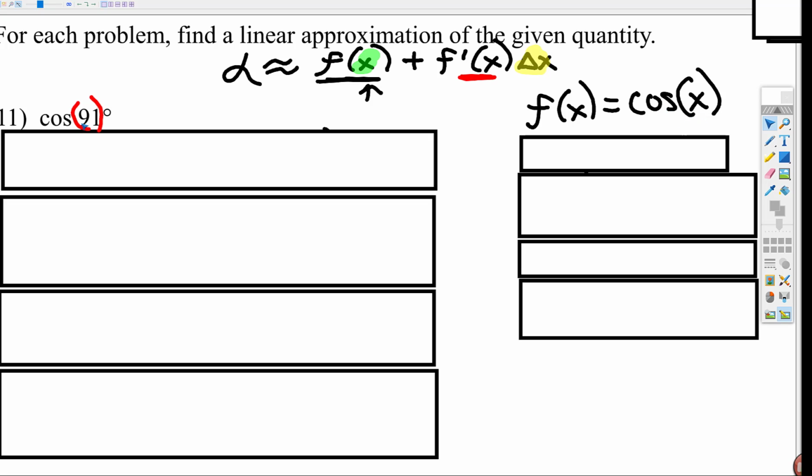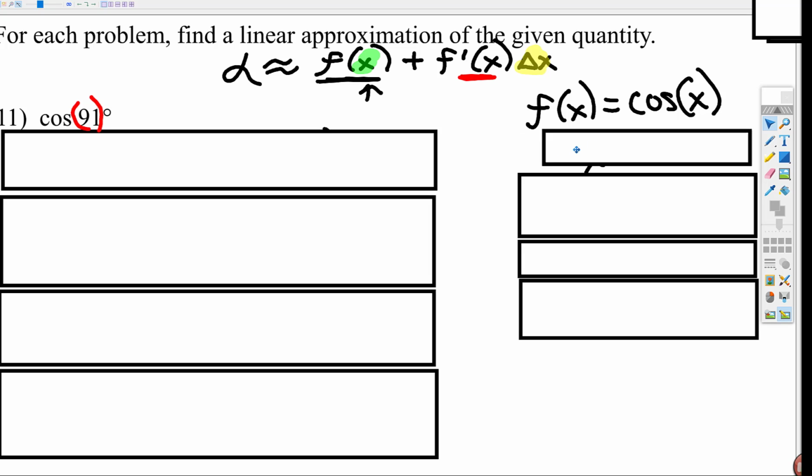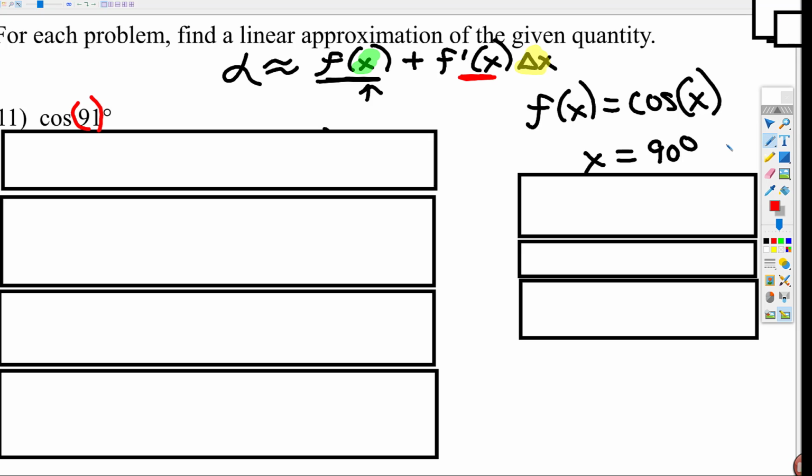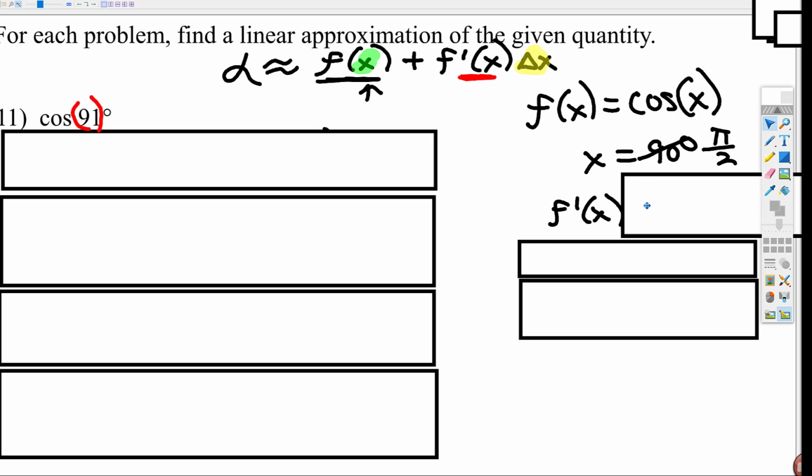The x value, well, what's the degree on the unit circle? Think about an angle that is really close to 91 degrees. Well, that would be 90 degrees. Another way to think about 90 degrees, and in fact you should really convert it to radians, would be pi halves. I didn't in this video, but I should have. And then f prime of x, well, the derivative of cosine x is negative sine x times the derivative of theta, but the theta is x, so just times 1. You don't have to write that.